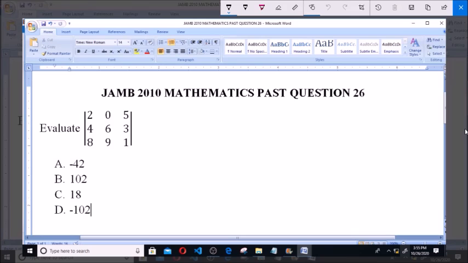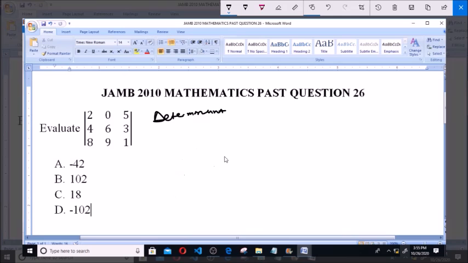I'll be answering JAMB 2010 Mathematics Past Question 26. Evaluate the given matrix, a 3 by 3 matrix. We have 2, 0, 5, 4, 6, 3, 8, 9, 1. Now we have to evaluate this matrix. Looking at this matrix, it simply means we are asked to find the determinant of this matrix.